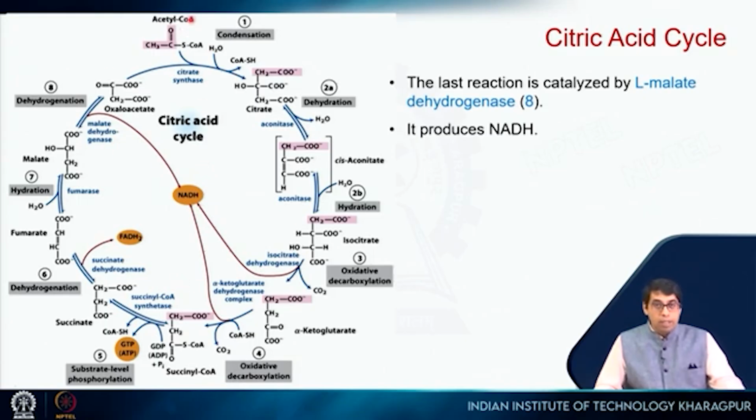So, ultimately what happens? The 3 carbons of pyruvic acid are converted to carbon dioxide, 3 carbon dioxide. So, its oxidation is completed. All the electrons are stored up in NADH and FADH2, and also 1 molecule of ATP is synthesized.